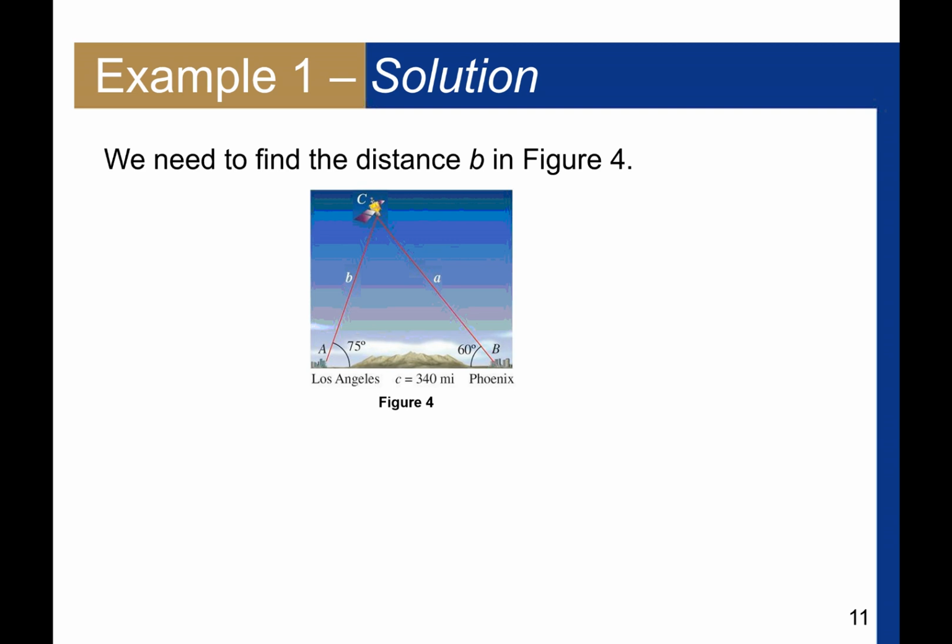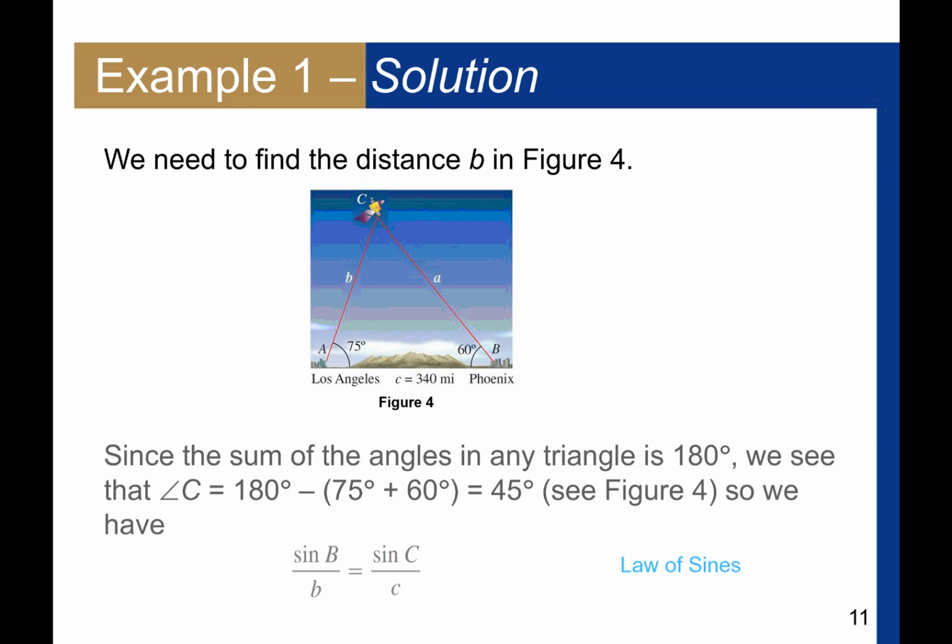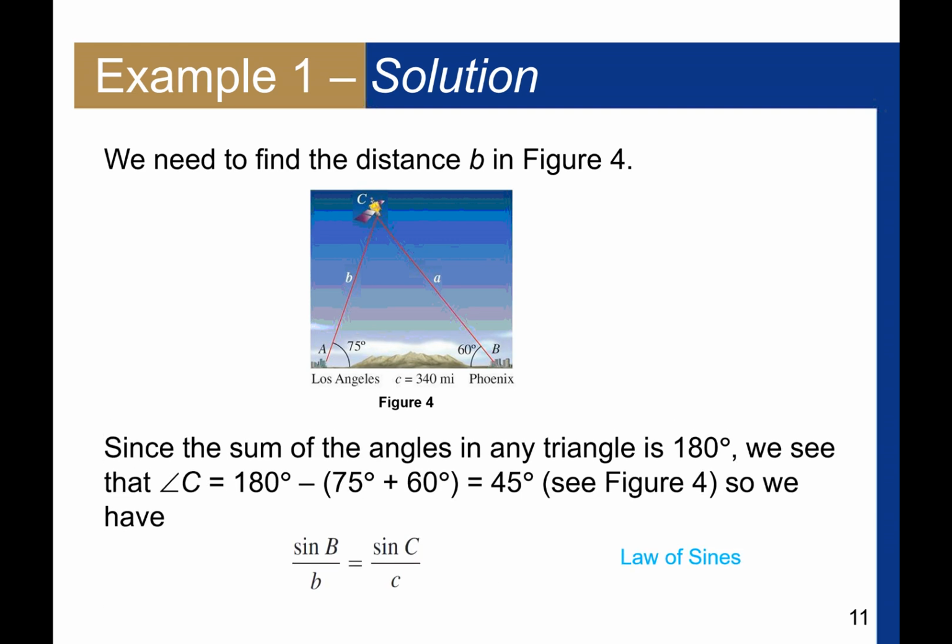So, now that we've solved that, what's the measure of angle C? 75 plus 60 gives us 135. Subtract that from 180, and the measure of angle C is 45 degrees. This is key. We need a pair of measurements where we know the length of one side and the measure of the opposite angle in order to set up a proportion from the law of sines.